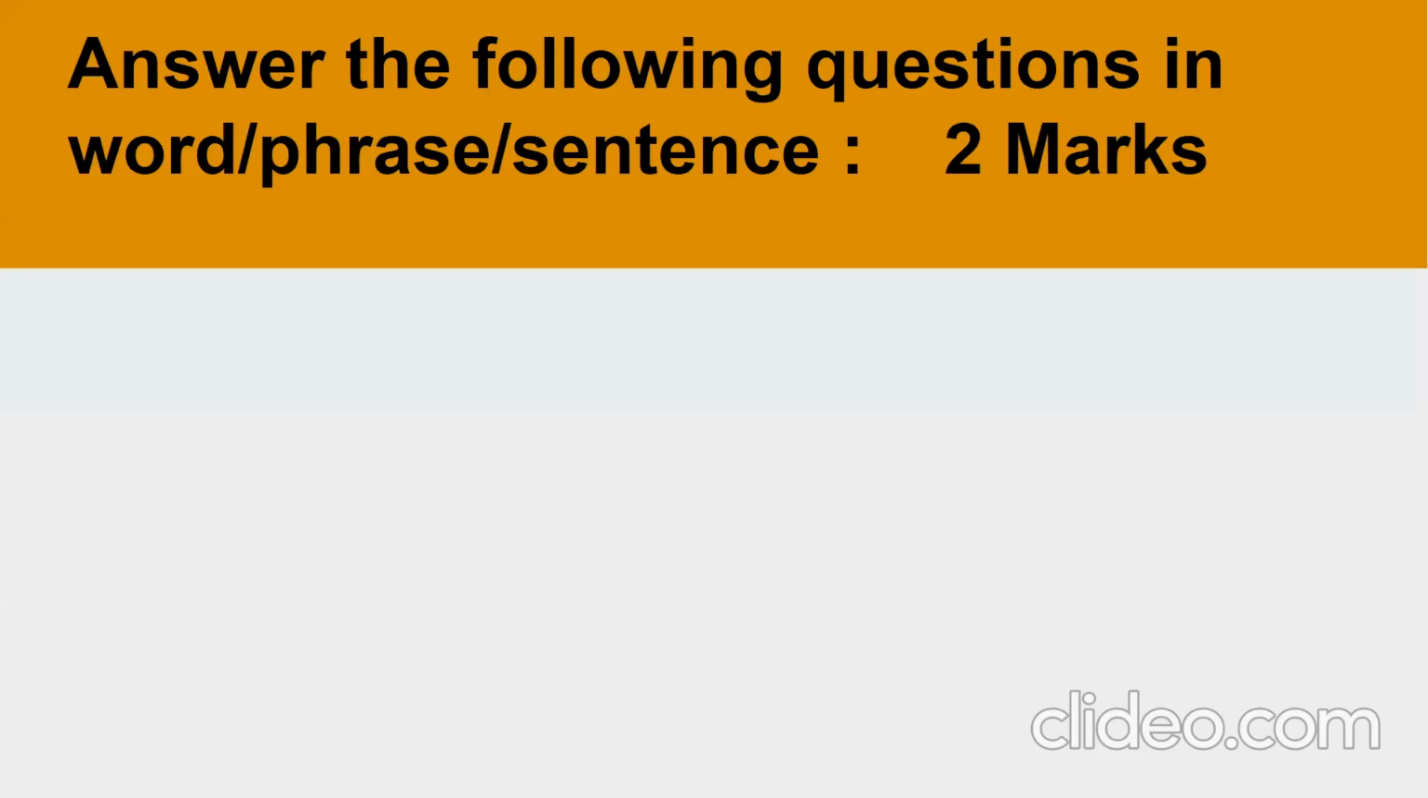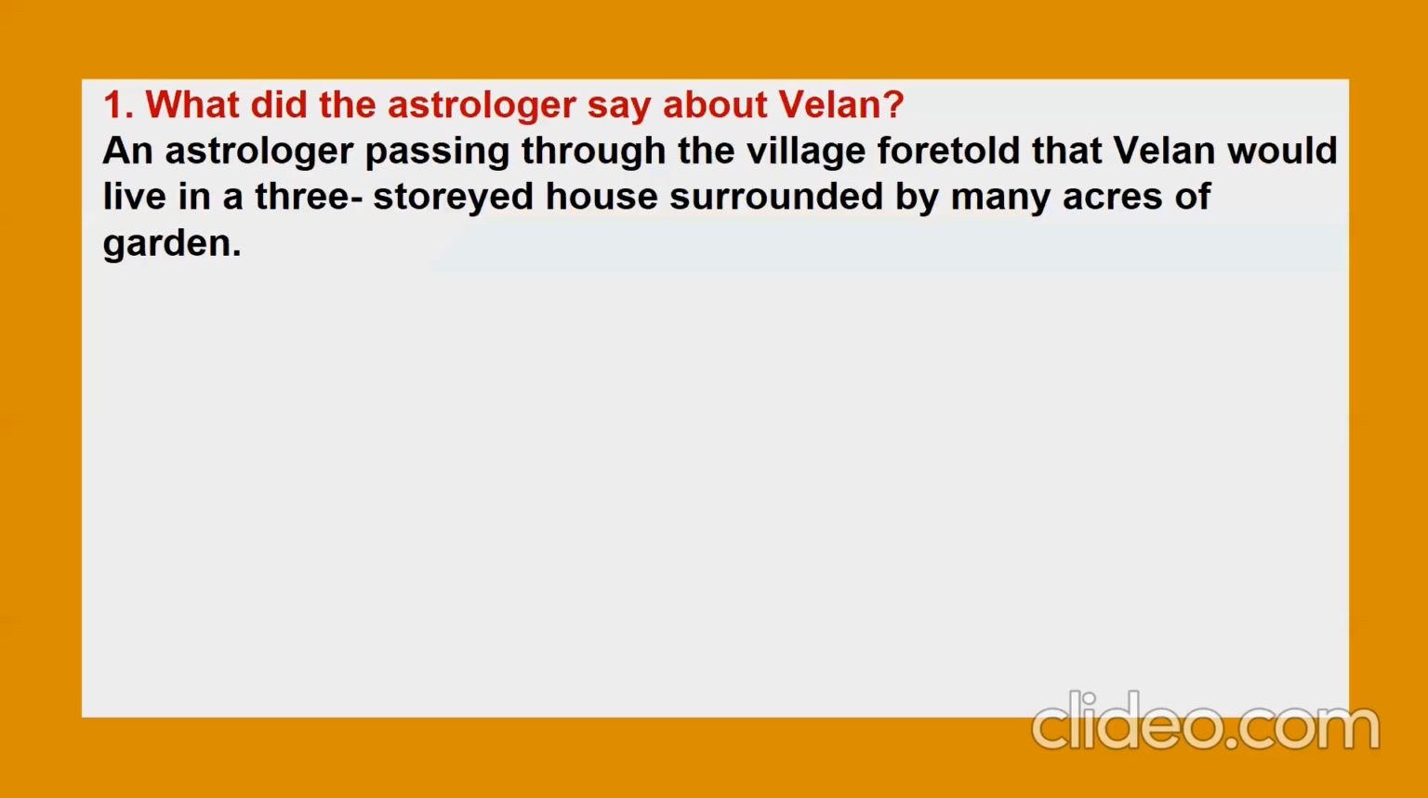Now, the 2 marks questions from the story The Axe. What did the astrologer say about Velen? An astrologer passing through the village foretold that Velen would live in a three-storied house surrounded by many acres of land, so many acres of garden. So what was the forecast? That this boy, Velen, will live in a three-storied house which will be surrounded by many acres of garden.